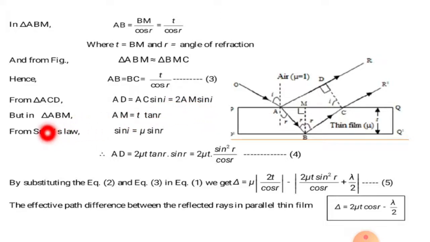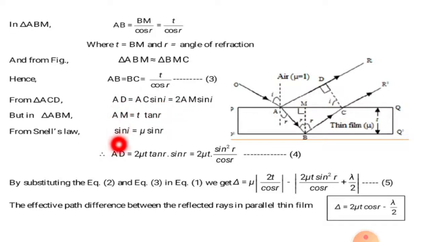Next, from the triangle ABM, we apply the tan function. We get AM is equal to T tan R. And according to Snell's law, sin I is equal to mu sin R. Now substitute these two values in the above equation, 2AM sin I.